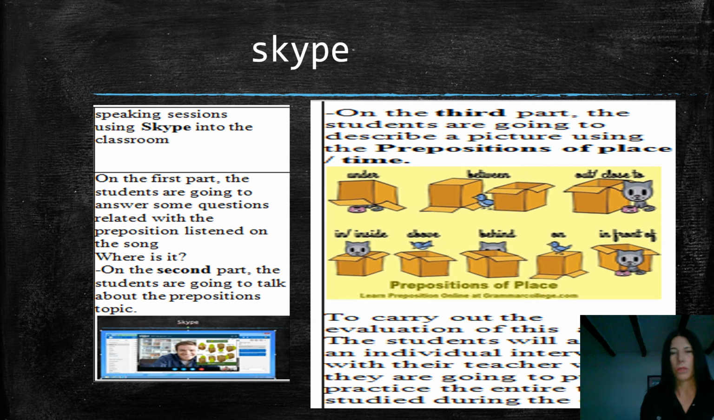front of the box. To carry out the evaluation of the previous activity, the students will participate individually and interact with their teacher, and they are going to practice the topic studied during the class.